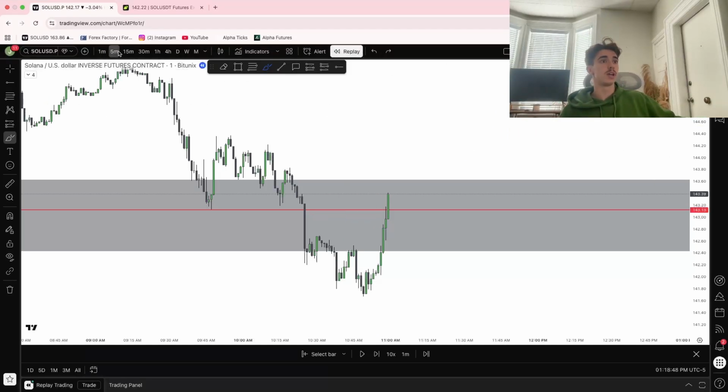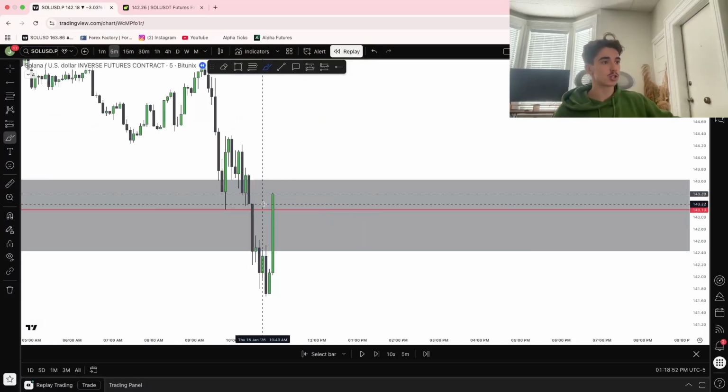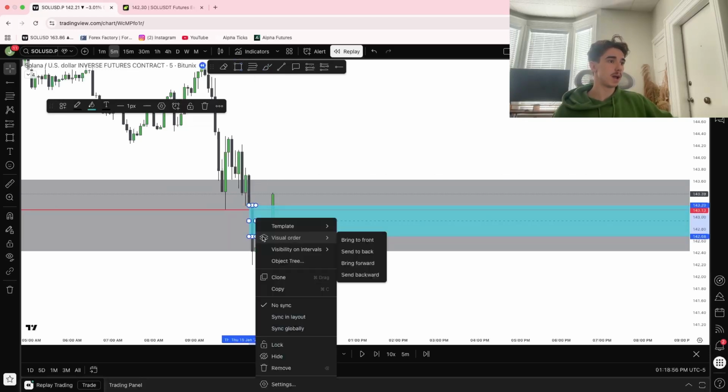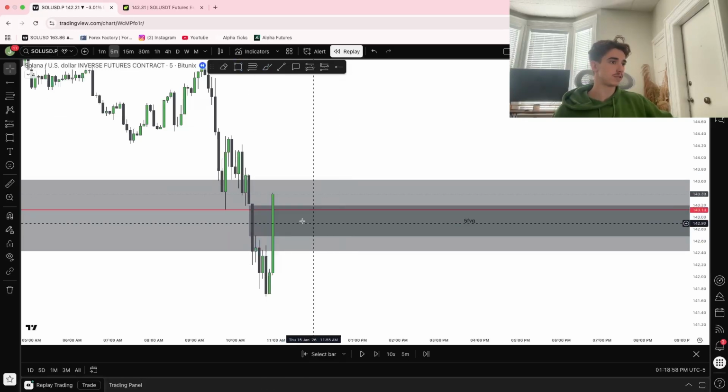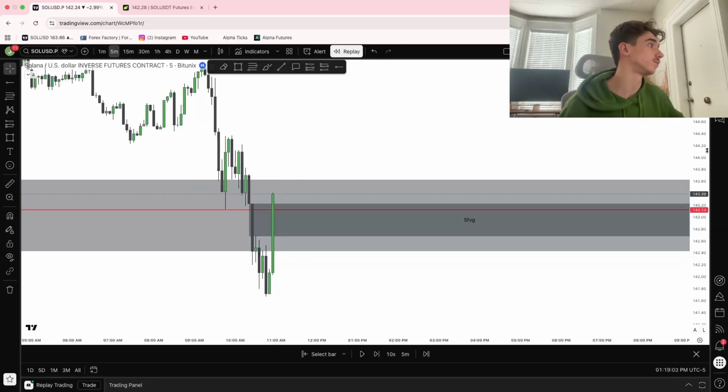What we want to do is wait for that confirmation on the 5-minute of this larger, more important 5-minute gap right there. So we're going to go ahead and mark that out as our 5-minute fair value gap, and that's our bullish gap. So where was my entry?